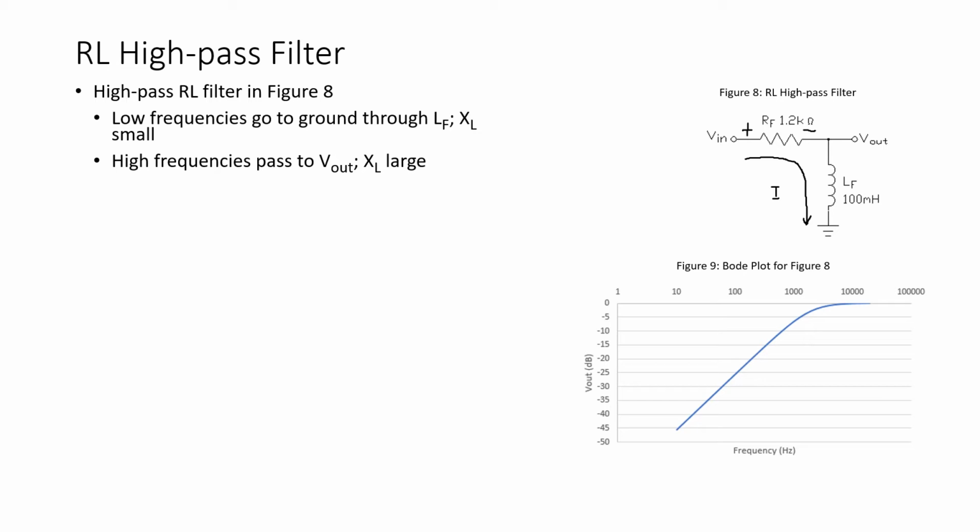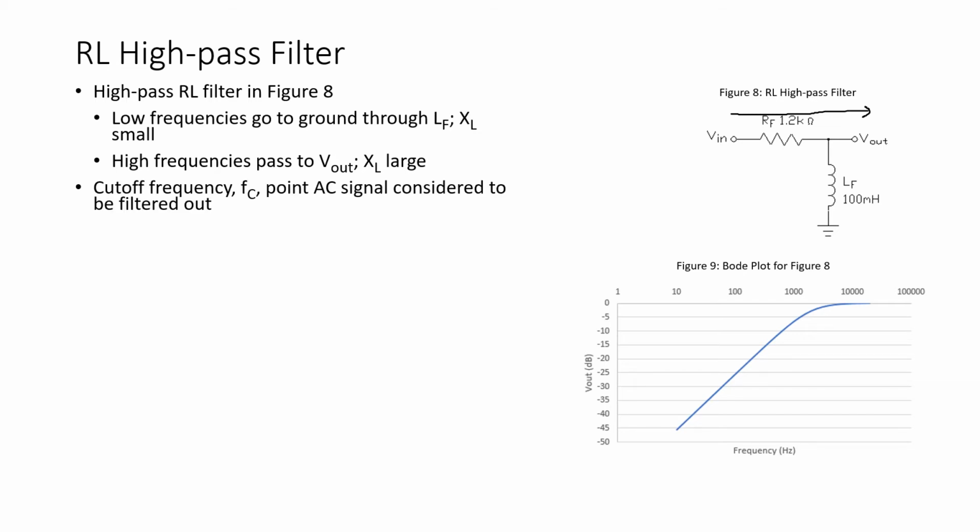And at high frequencies, the inductor is a very large opposition to current. No current flows through the inductor. The only path for current that we have is through RF in this direction. So the output is maximum at high frequencies.